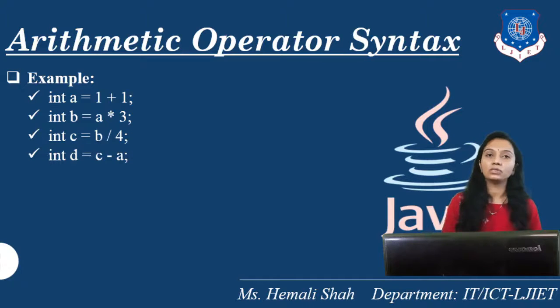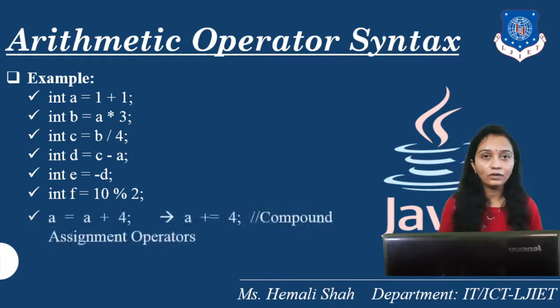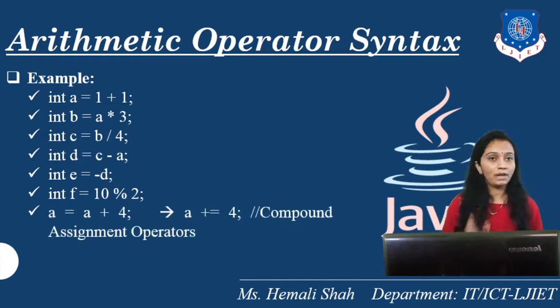Here d equals c minus a. Then integer e equals minus d; this makes a negative value from d, and we store the result into e, right? For f we compute 10 modulo 2, and the result is stored inside f. Then a equals a plus 4; you can write this same thing as a plus equals 4 also.